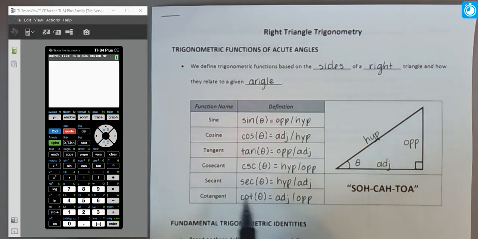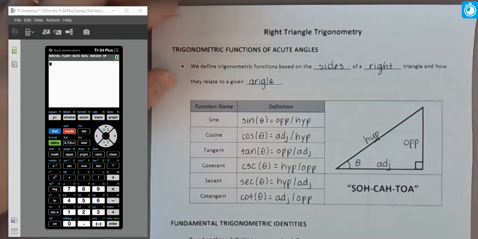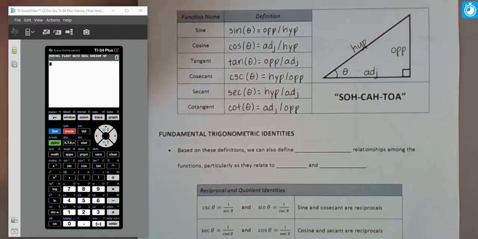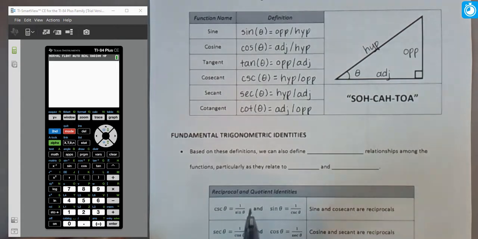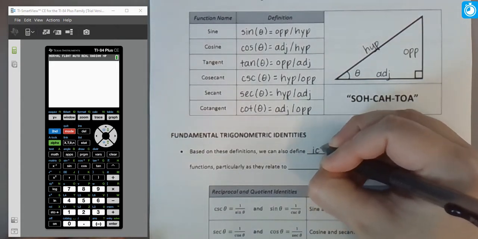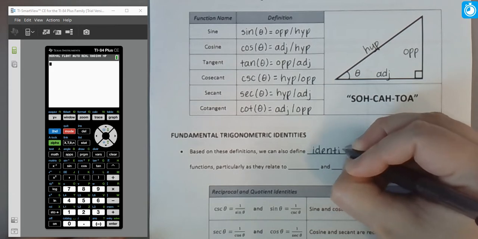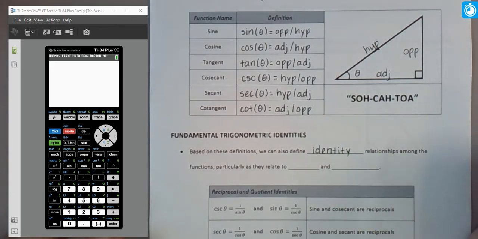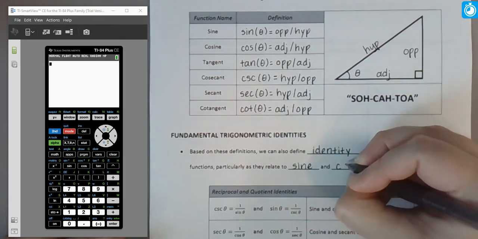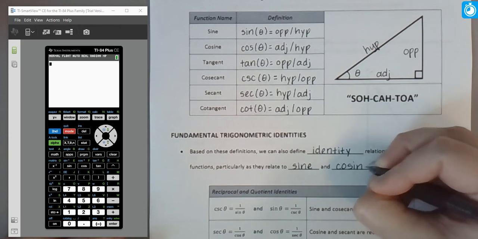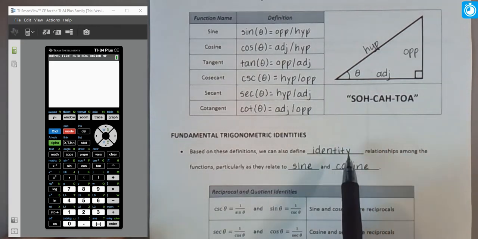There are going to be other ways to remember what cosecant, secant, and cotangent are, which is going to lead us to what we call a couple of trigonometric identities, different types of trigonometric identities. So based on how these ratios are defined, we can also define identity relationships among the trigonometric functions, among the 6 functions, particularly as they relate to sine and cosine. So the term identity, what does identity mean? An identity is going to be a relationship that's true for any input that it applies to.